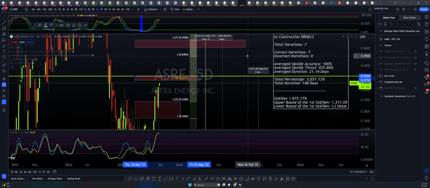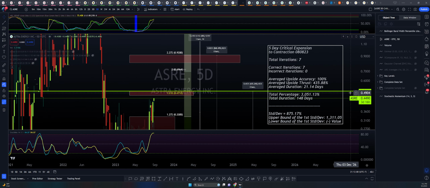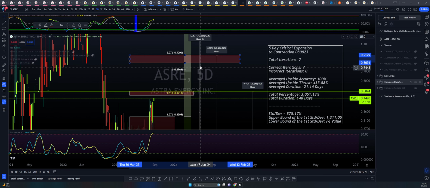Now, if we were to observe the 875% of the regular performers of the standard deviation, meaning 68% of the results, that leads to a target of around 92 cents. And the target range would be 80.91 to 91.79, which is confluent to the 2.272 geometrical level.